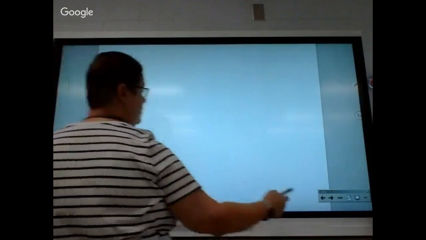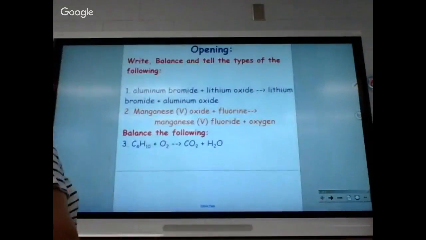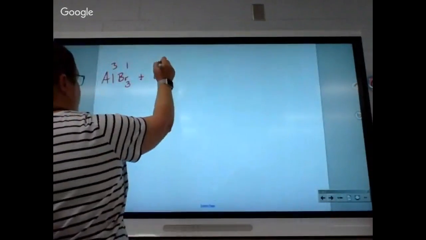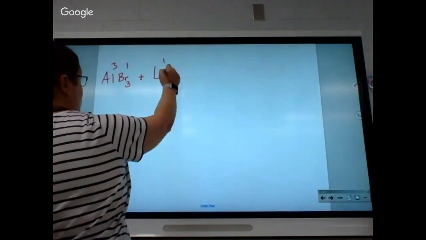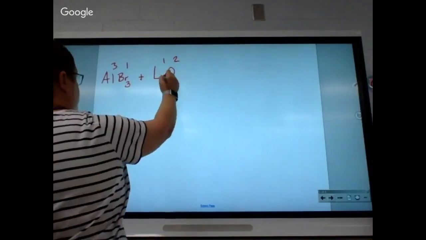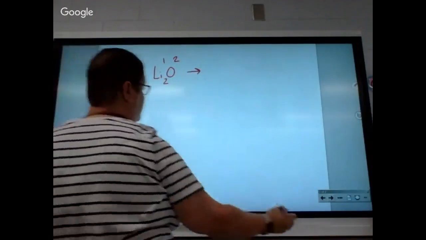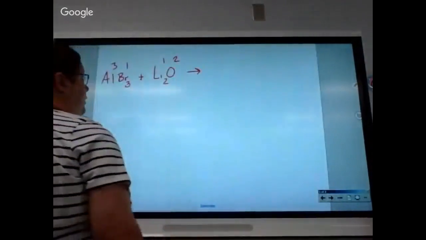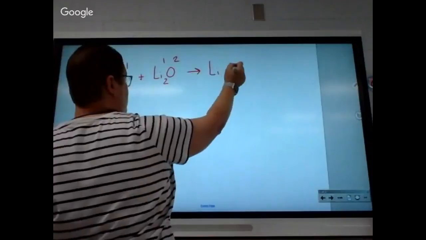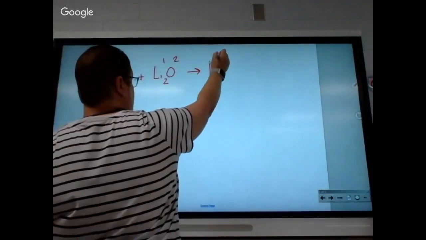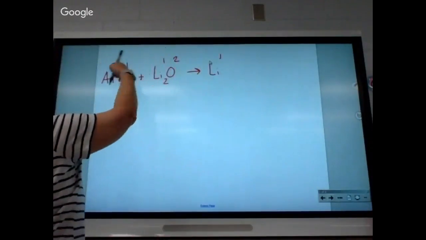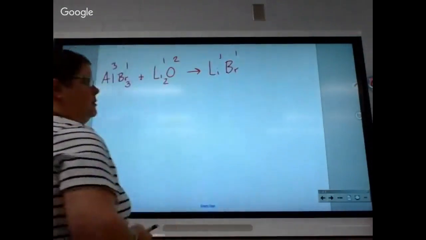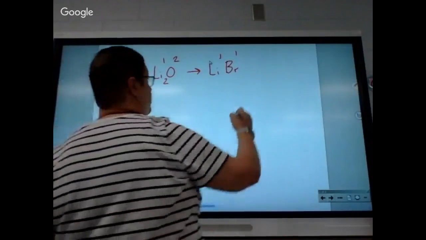3 down. Plus, our second compound was lithium oxide. We got a compound again. So lithium has what? Oxide has a 2 that comes down. Yields lithium bromide next. So lithium has what oxidation number? Remember, it's right here, it has a 1. Bromide has a 1. What's going to happen to the 1s? They're going to cancel out.